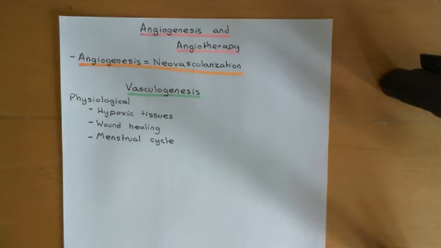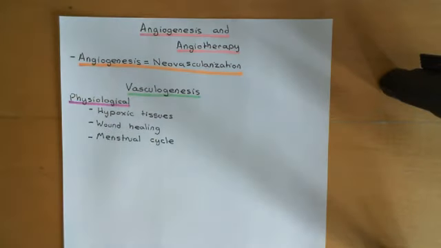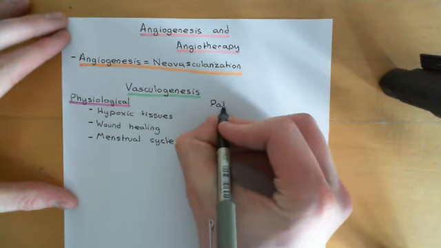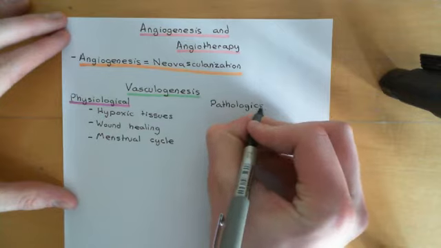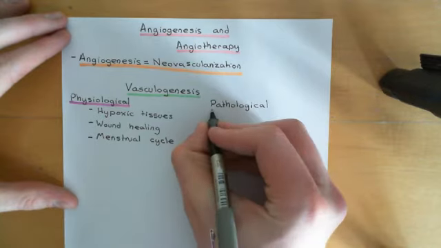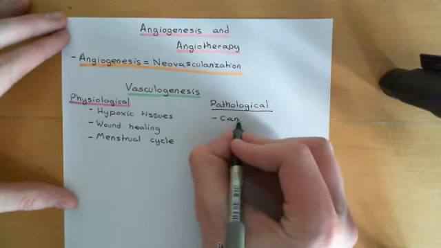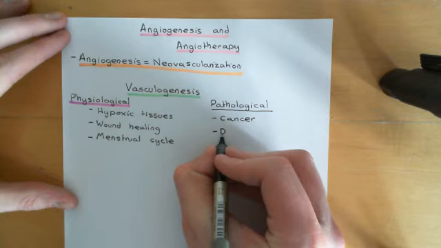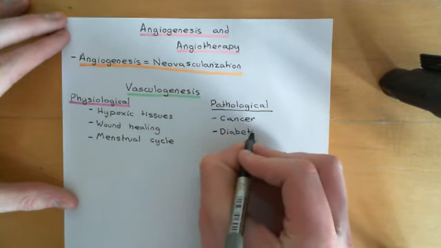Right. So those are physiological examples of where angiogenesis is important. Let's now mention the pathological examples of where angiogenesis is key to the pathological event. So pathological scenarios. So we've mentioned cancer and diabetic retinopathy, so those are the two key ones. Basically, tumours, as they grow, they're going to need a new blood supply, basically.